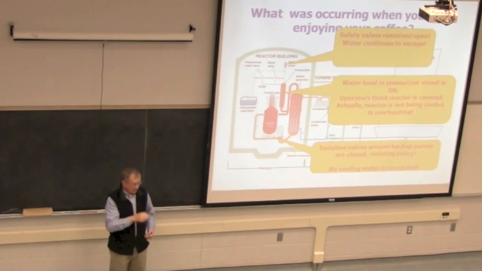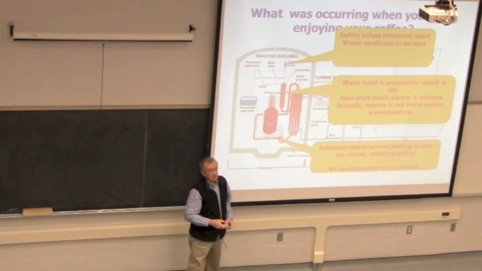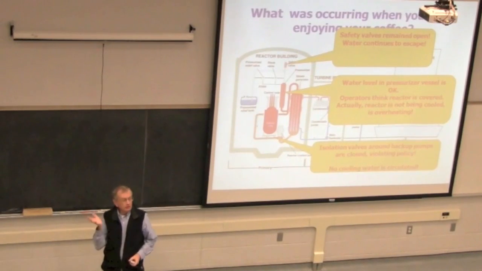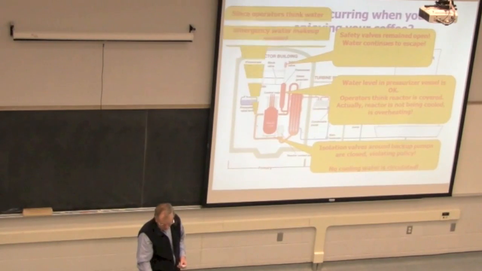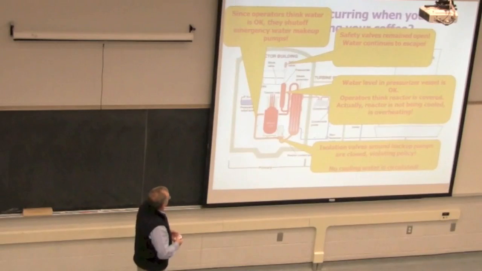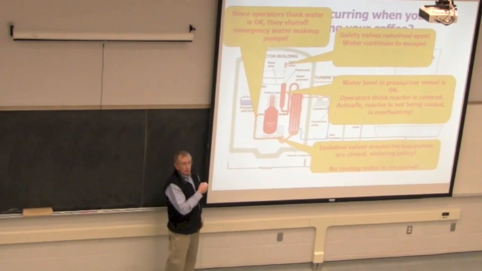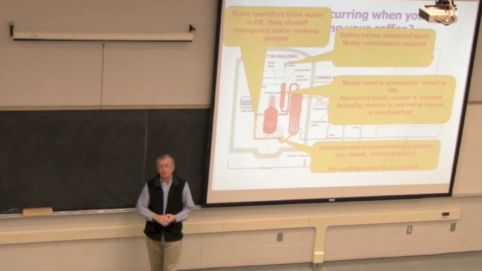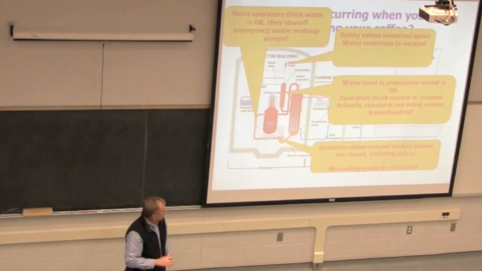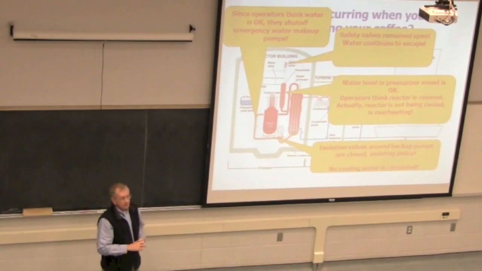Very tricky, huh? So the operators were trained, look at this interface. If that interface is in the right place, you've got the reactor covered with water. It wasn't true. Okay, so they think there's enough water, so they shut off the makeup water that was coming in here. So we don't have any makeup water coming in here. We have a lot of steam leaving here. We're not circulating any water at all, so we're in a really bad situation. What happens? We have a core meltdown, and that plant never ran again.